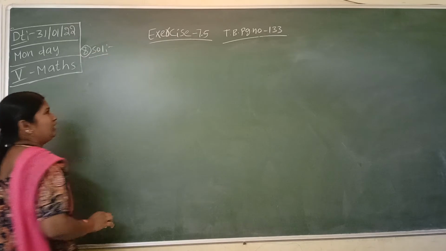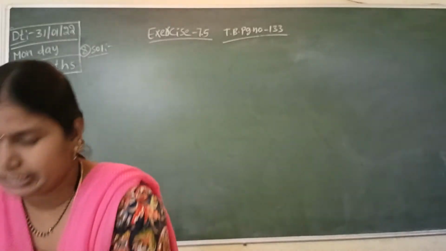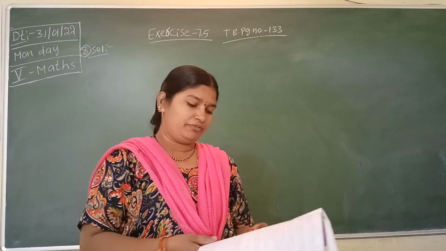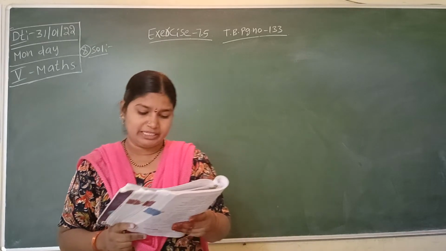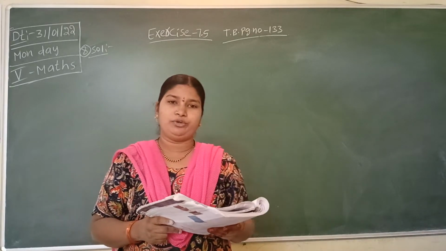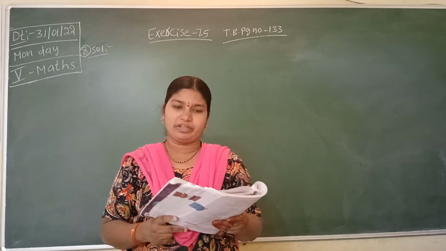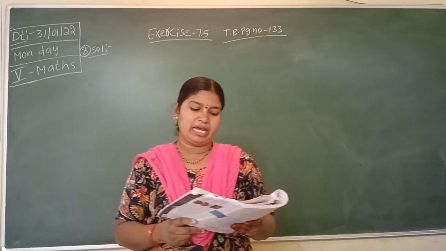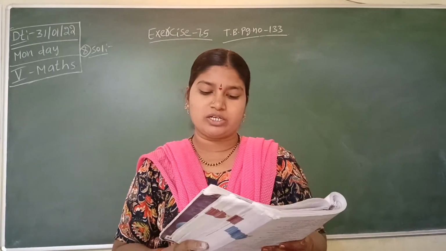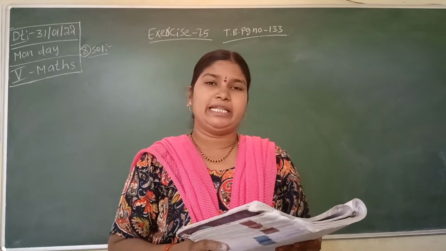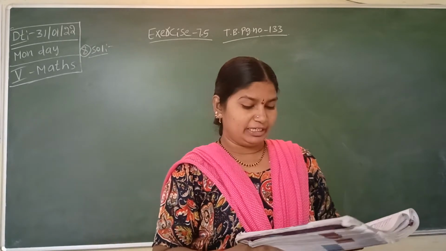Everyone open your textbook page number 133. I am going to read the 8th problem. See here everyone. A rectangular garden 200 meters long and 120 meters broad has 4 square flower beds. Each flower bed has a 40 meters long side. Calculate the cost of laying the grass in the garden at 20 rupees per square meter.